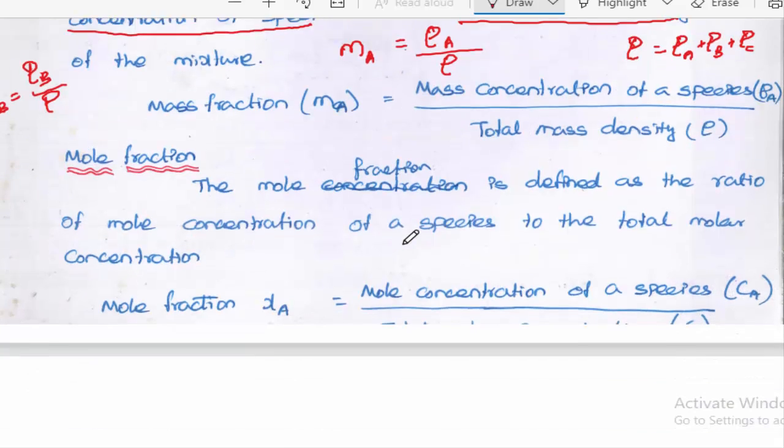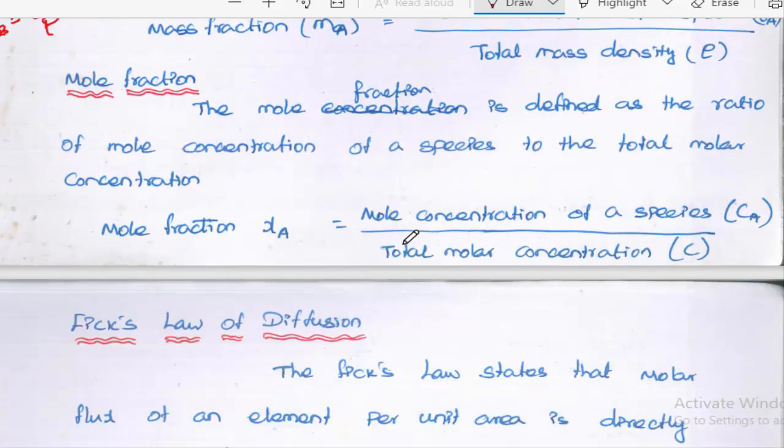Next thing is mole fraction. Mole fraction is defined as the ratio of the molar concentration of a species to the total molar concentration, that is X A equal to Ca divided by total C.